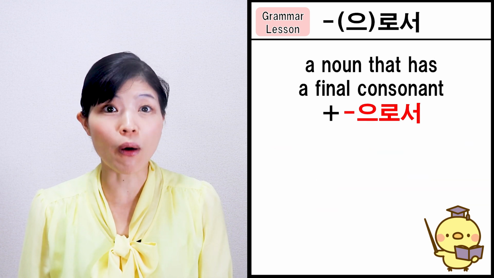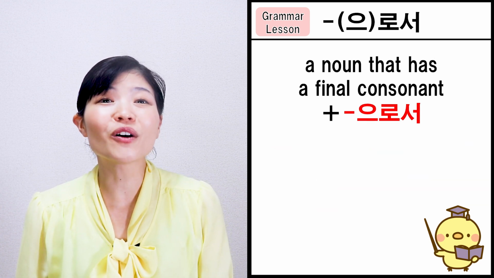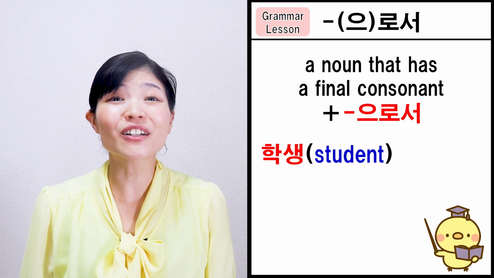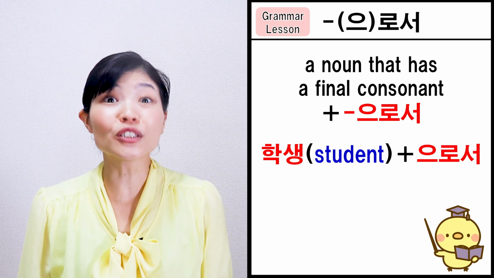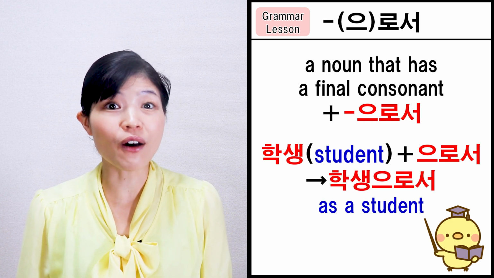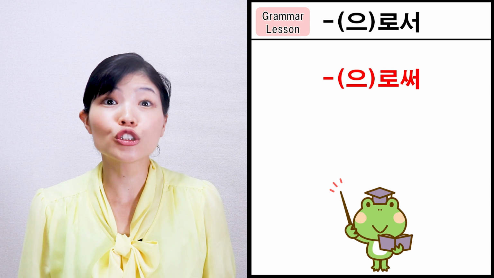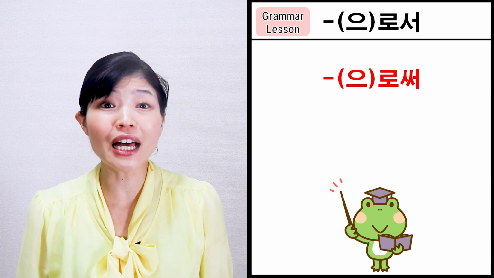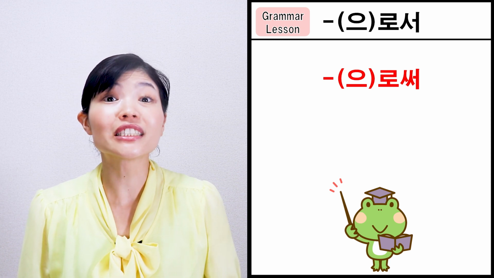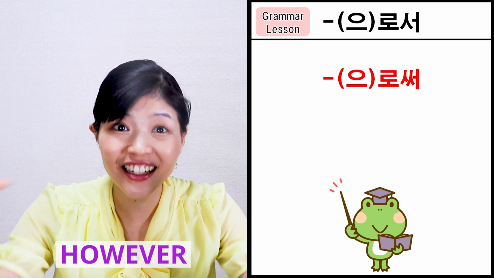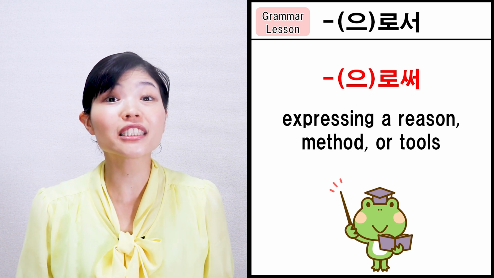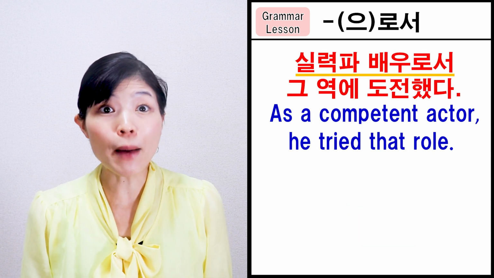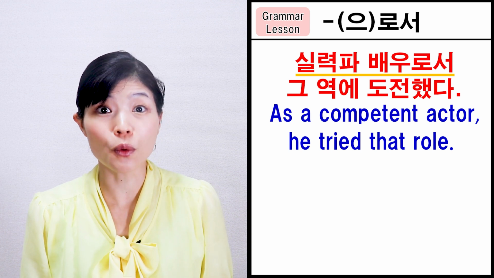You add 으로서 to a noun that has a final consonant. For example, 학생, a student, has a final consonant. So you add 으로서 to make 학생으로서 as a student. What makes the use of this expression confusing is that there is a similar sounding expression, 으로써. However, 으로써 is used for expressing a reason, method, or tools. Let's see an example of our first grammatical rule.